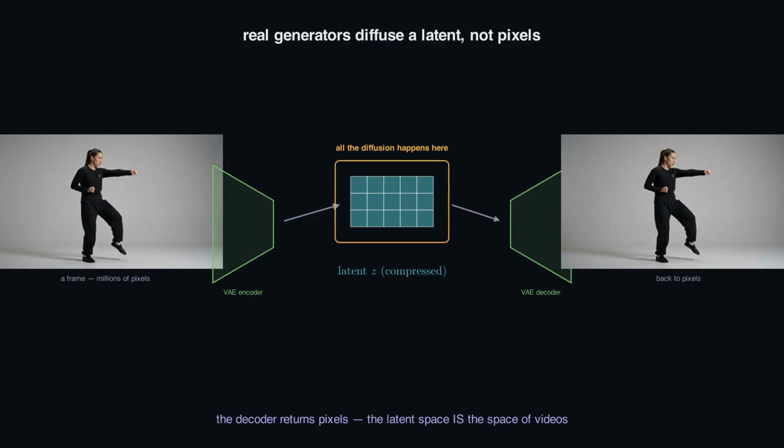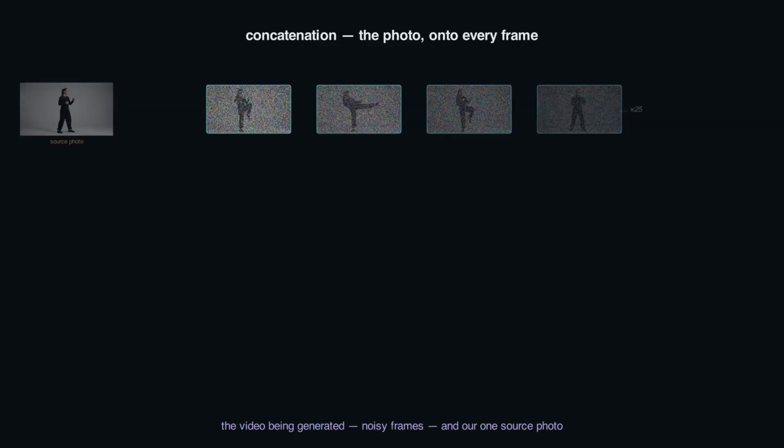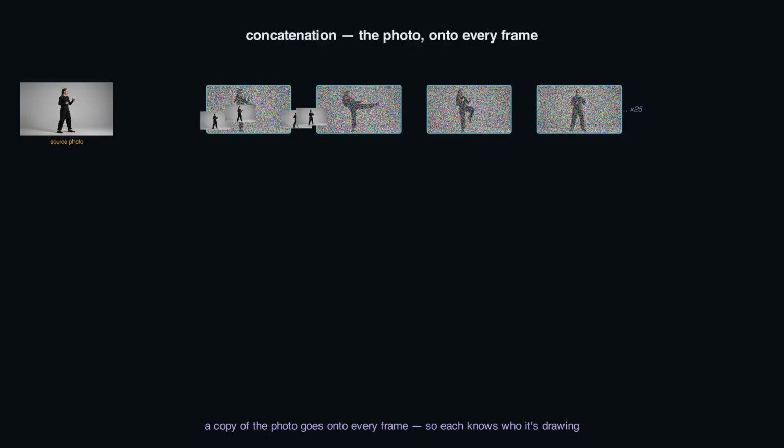And that compressed space is a learned version of our space of all videos, which is why the VAE is still everywhere in modern generators. So how does it imagine even one of these? Let's follow a single future, the kick, and open it up. Here are its frames, still mostly noise, the video being born, and here's our one photo. The first thing the machine does is put a copy of that photo onto every single frame. So each one knows who it's supposed to be drawing.